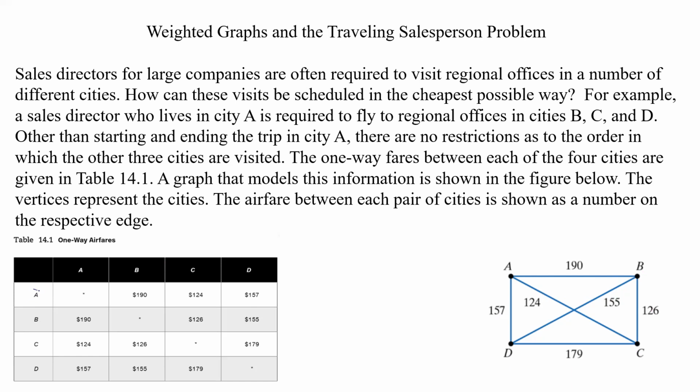So if we look at A, to go to B is 190. So that shows here A to B is 190. And then A to C is 124. And so that's how we're able to draw this graph from this table. Okay, so that's what we're going to look at.